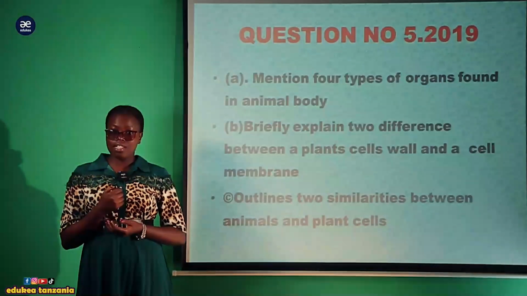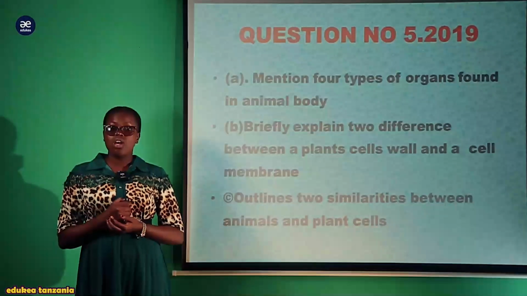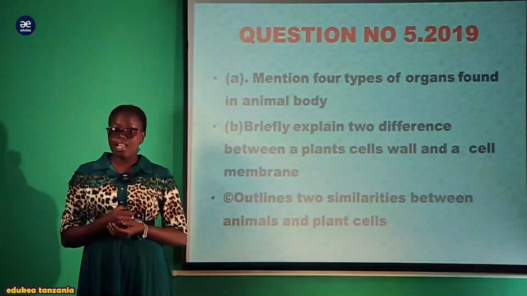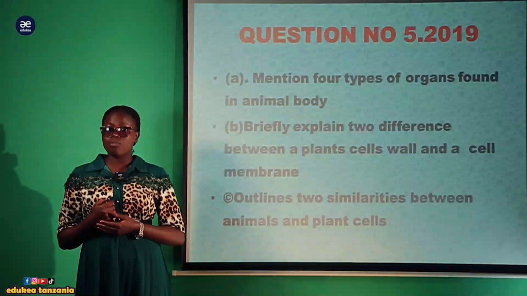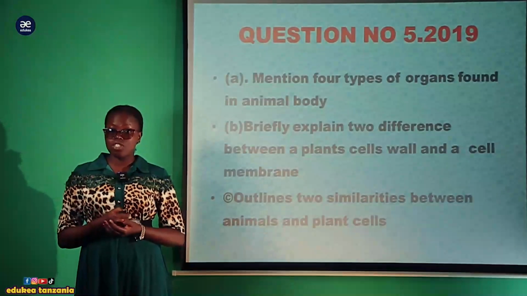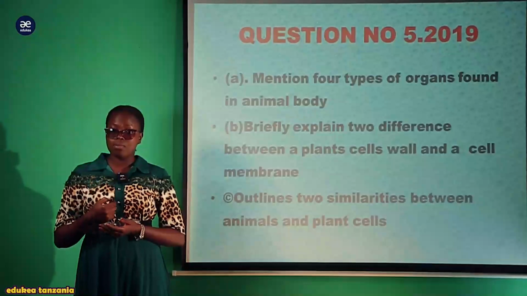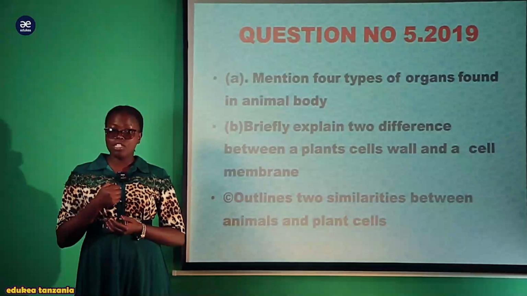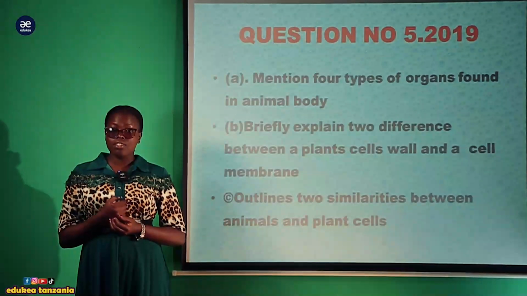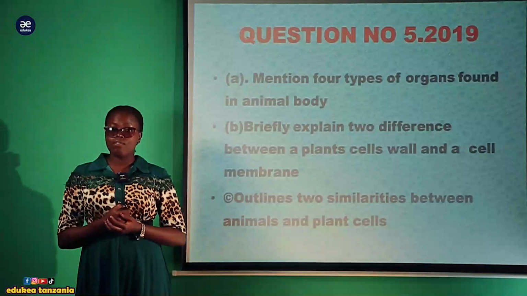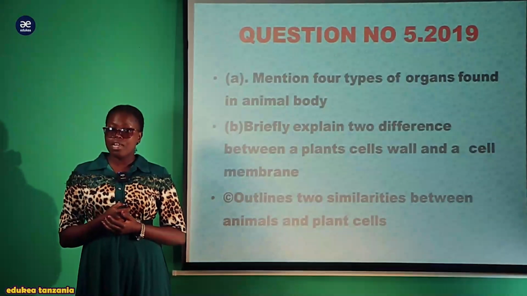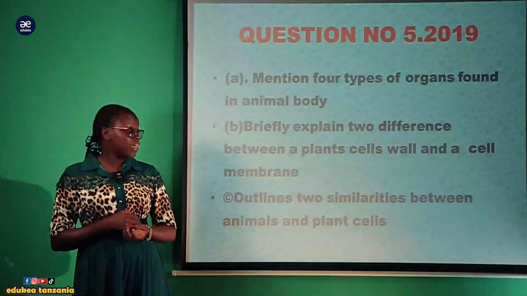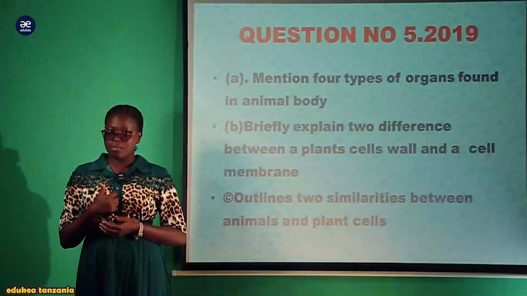Tissues are formed by the combination of cells, either of the same origin or different origin, but all have evolved to perform a similar function. So the combination of tissues gives the organs. In the animal body or the human body, we have different organs, like the liver, heart, stomach, brain, lungs, and kidney. Those are the organs.